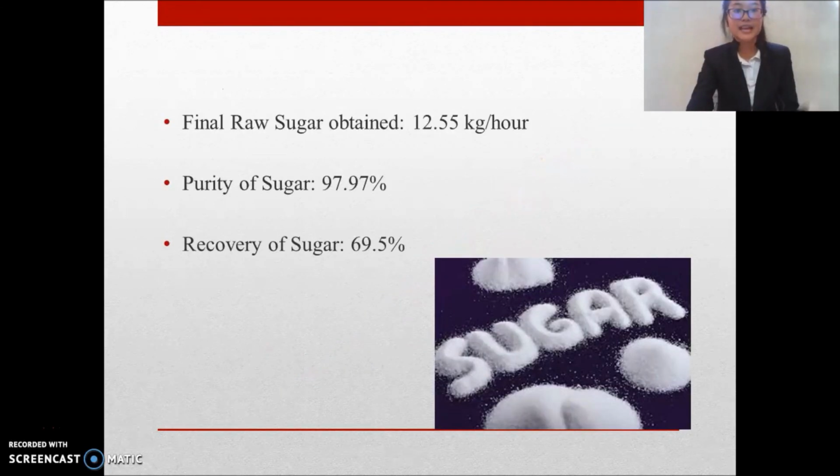In summary, our raw sugar obtained is 12.55 kg per hour, and the purity of the sugar is 97.97%, while the recovery of the sugar is 69.5%. We almost achieved the target provided by the instructor, which is 100 ton per year. We can get 99.6 ton per year.